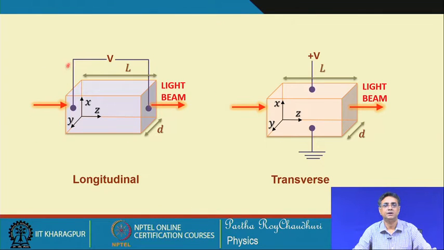So, in the longitudinal configuration, as we know, you have a length L and you apply the voltage along the length of the crystal, and the light beam is propagating through the crystal in the z direction. Whereas, in the transverse configuration, you apply the electric field, the voltage, across the modulator in the x or in the y direction, whereas the light is propagating along the z direction. The length of the crystal is L, we will assume, and the width of the crystal is d.